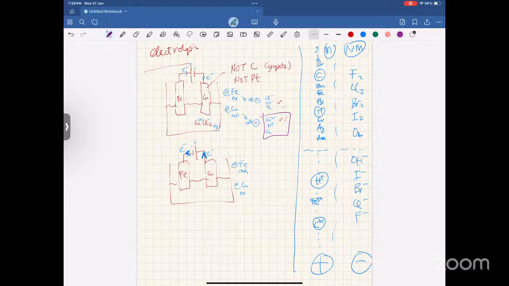Now, Cu2 plus is not here. Please understand this is not Cu2 plus. That is not Cu2 plus, okay? The Cu2 plus is here. There, I've identified the first candidate. There you go. Okay, you got it?